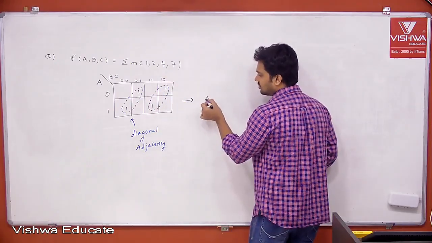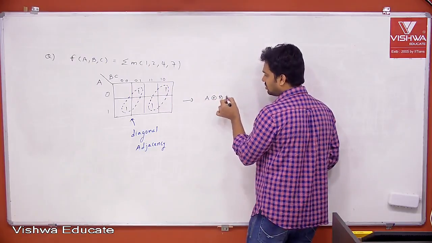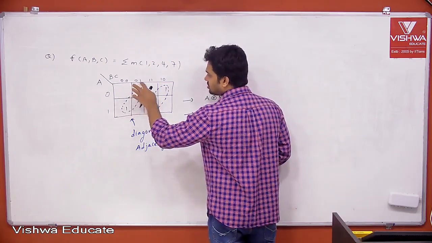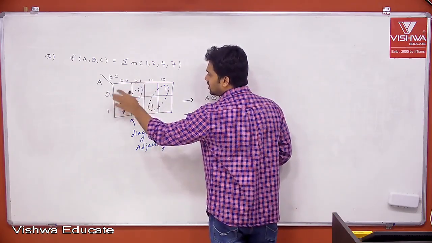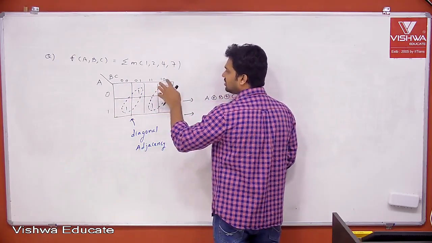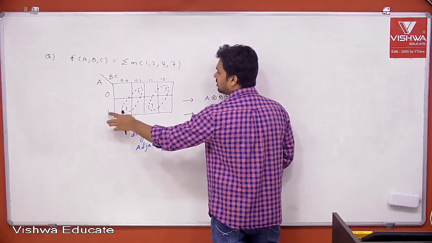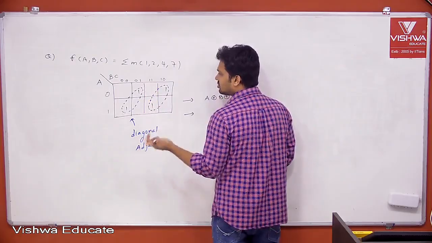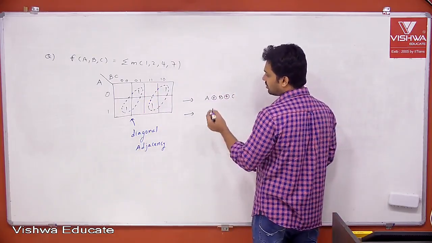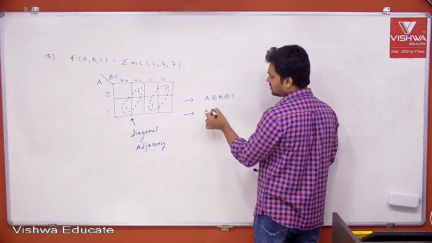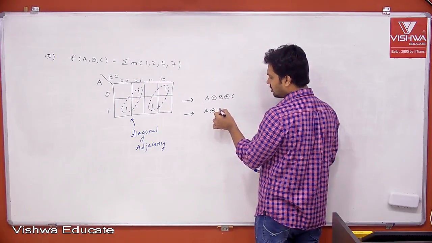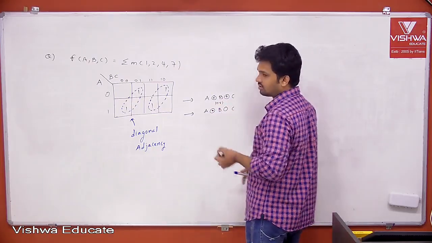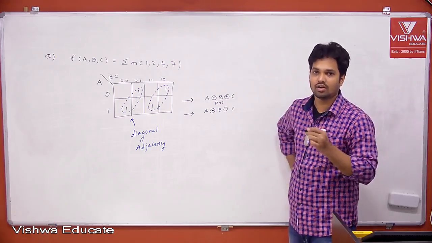So the answer is XOR. Let me check for XNOR also. 0, 0, 1: how many zeros? 2 zeros, even. 0, 1, 0: 2 zeros, even. 1, 0, 0: 2 zeros, even. 1, 1, 1: no zeros, even. So whenever you have an even number of zeros, your answer is also A XNOR B XNOR C. So your answer is either A XOR B XOR C or A XNOR B XNOR C.